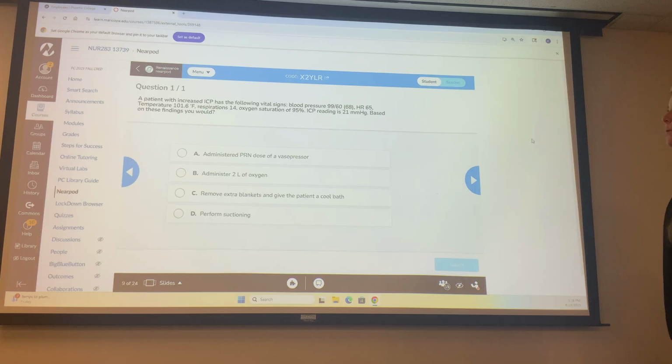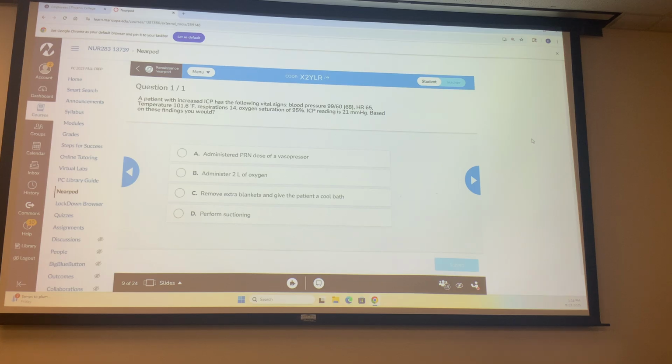We haven't gotten to this equation, but I'm gonna give you a hint: MAP minus ICP equals CPP. We're gonna practice that. So the MAP is 68, minus the ICP of 21. MAP minus ICP equals CPP. What's that number? 68 minus 21. 57.